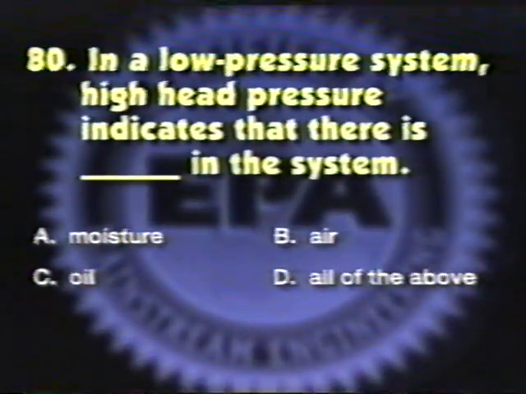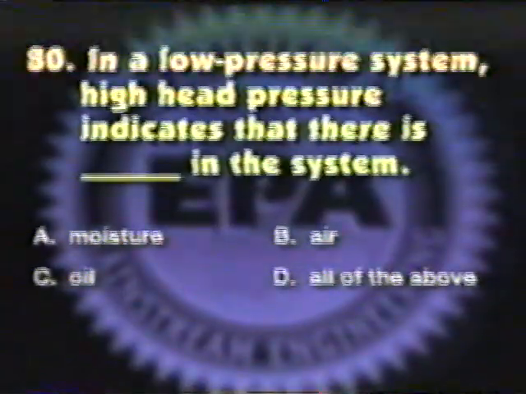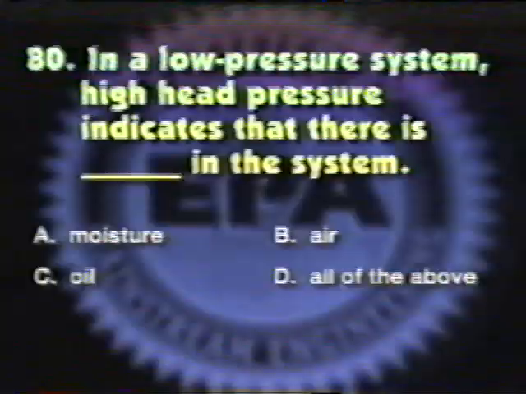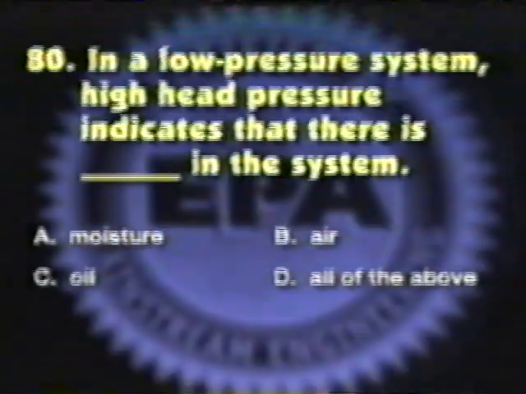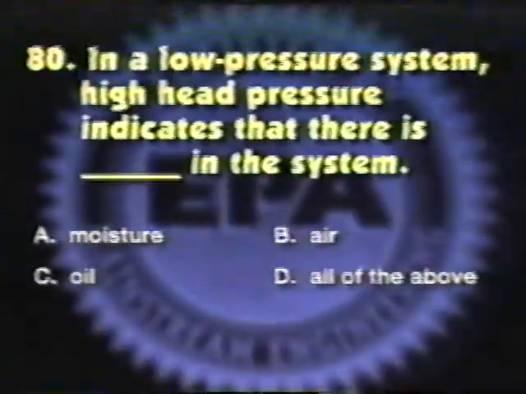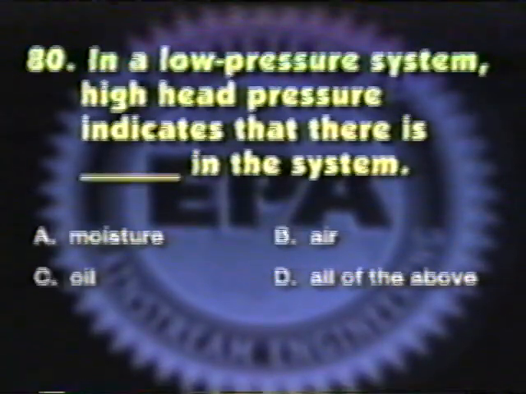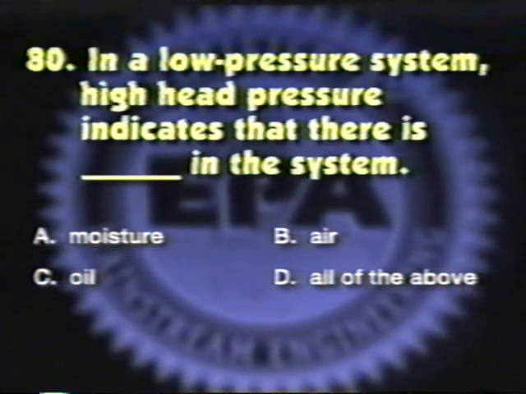In a low-pressure system, high head pressure indicates that there is what in the system? A. Moisture. B. Air. C. Oil. D. All of the above.